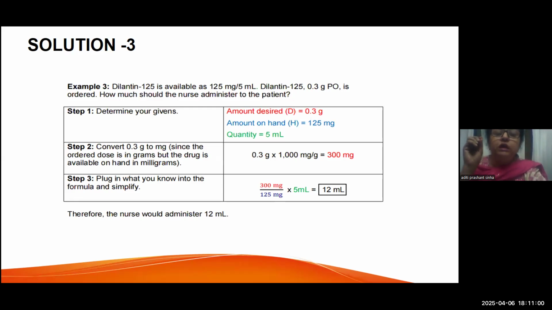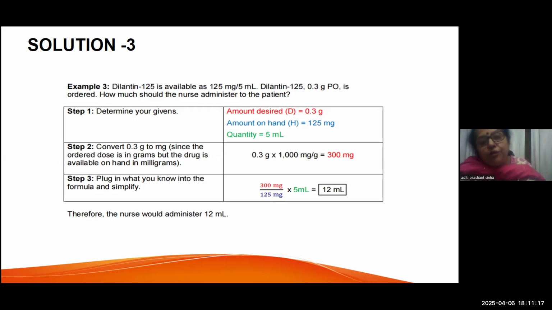Step 2. Instead of just putting this 0.3 into the formula, we are going to convert this 0.3 grams into milligrams, since the ordered drug dose is in grams, but the drug is available in milligram.